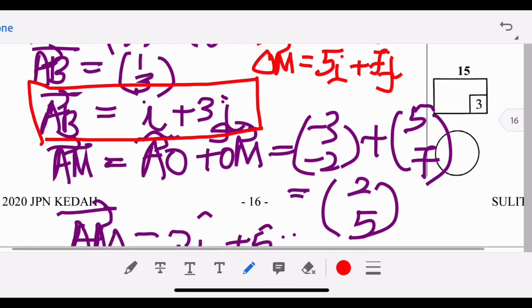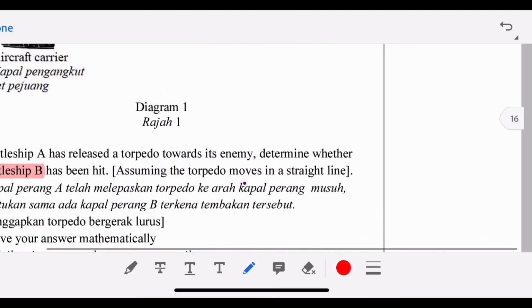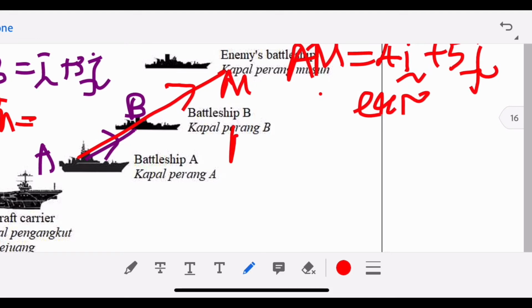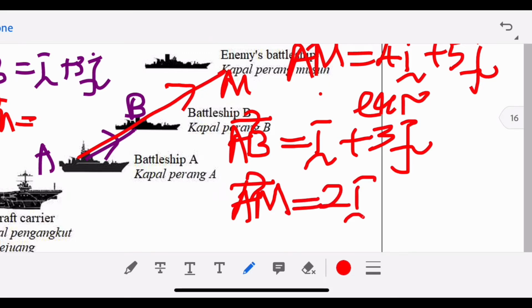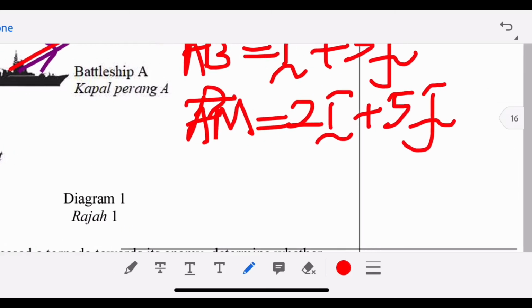Actually, some of you might do it this way, so I show you the other alternative way. You find your vector using the i and j, right? Okay, no problem. Let's see how you do. So you have AB, so you write AB is i plus 3j, right? And then you will write AM. Let's say the M is the enemy. M represents the enemy battleship, so it's 2i plus 5j.